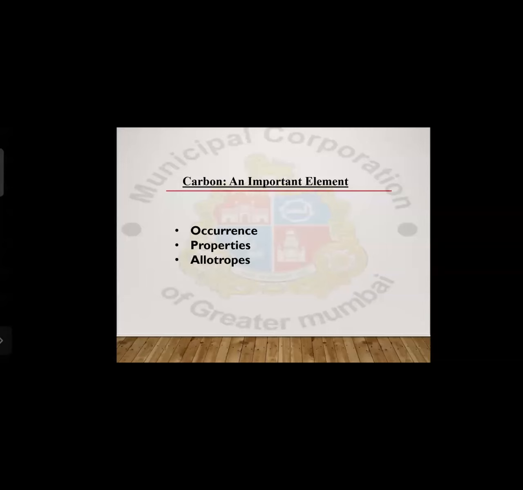About carbon, we will come to know that carbon is available abundantly in nature, a huge amount, and it occurs in free state as well as in combined state. In this chapter, we'll be studying the properties of the non-metallic element carbon. Let me tell you that carbon is non-metallic. You know, metals, non-metals. So carbon is a non-metal.